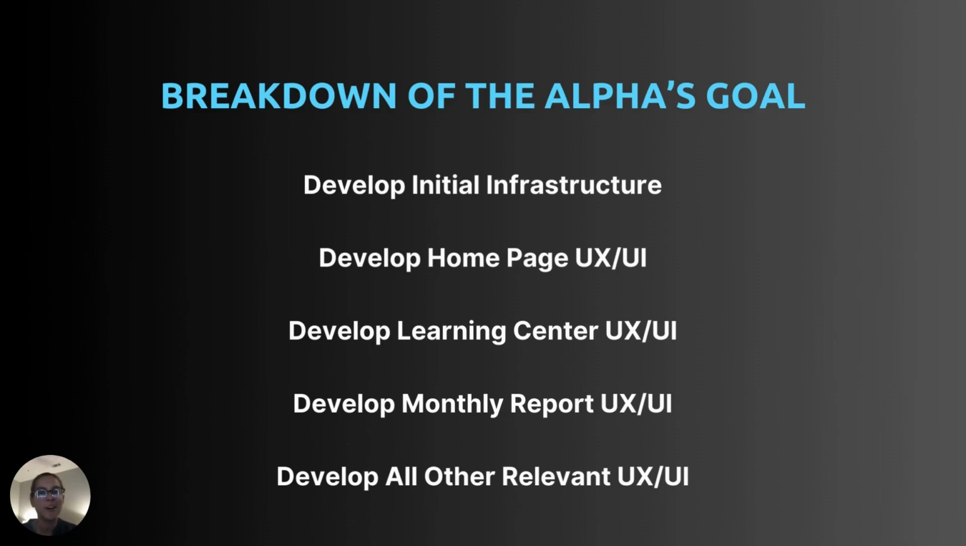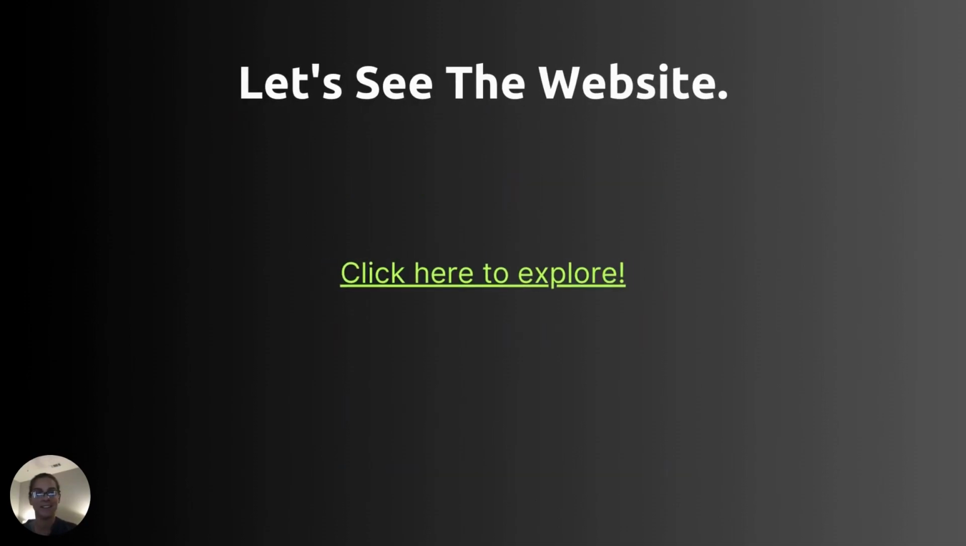So, to break this down a little bit more, these are those elements that we just talked about: the initial infrastructure, the homepage UX UI, Learning Center UX UI, monthly report, and all other relevant things that we might have missed in those big categories. And with this project, we've been able to actualize all of them, which we are super excited to show you in the next clips. So let's go ahead and get to the website, and we are going to show you live how we have come so far.